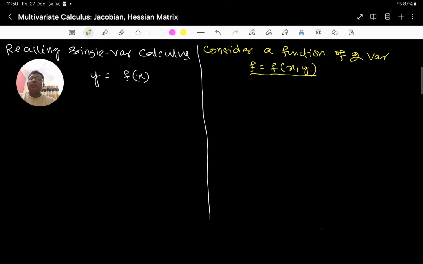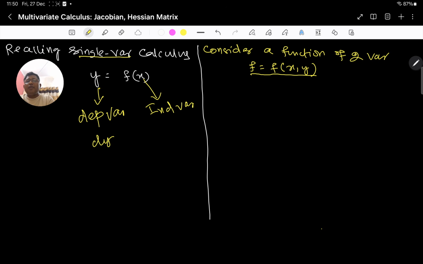And if we recall the single variable calculus, where we have a function of a single variable, where y is f of x, y is a dependent variable here, and x is an independent variable here, so we are finding dy by dx as the differential coefficient, and we can also call it f dash, is it not? So similarly, we'll extend the differentiation for the function of several variables, right?